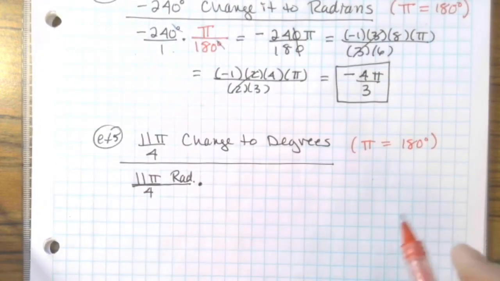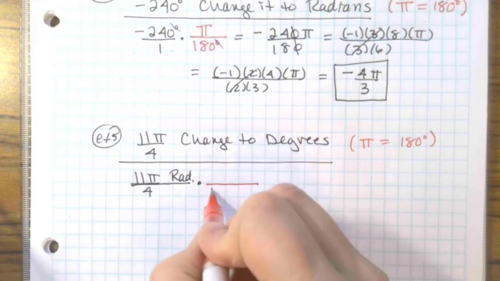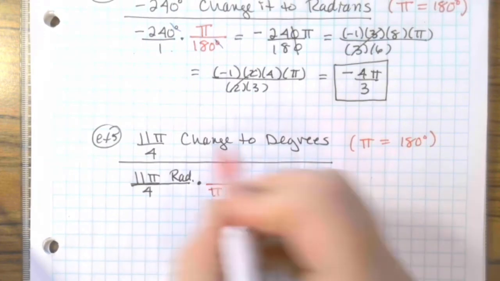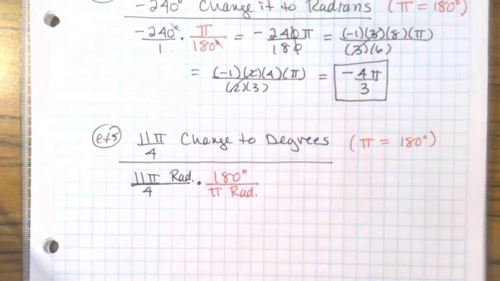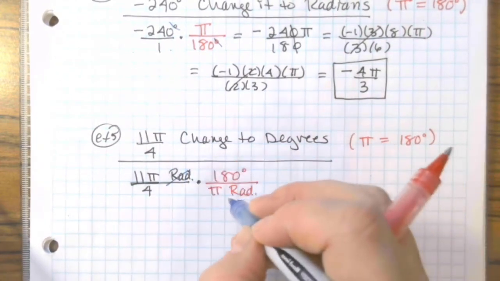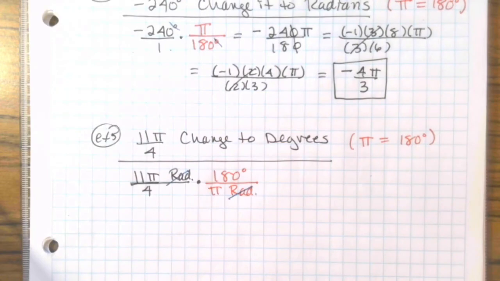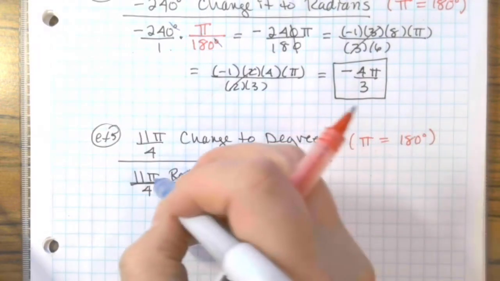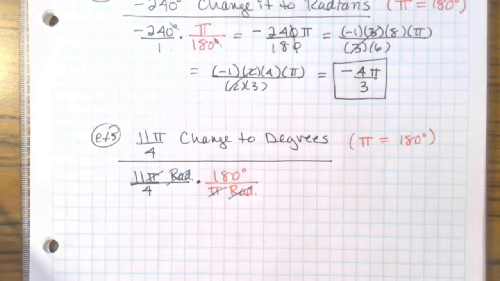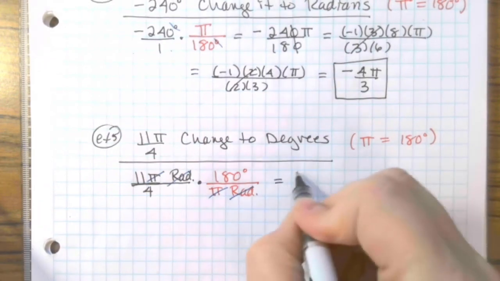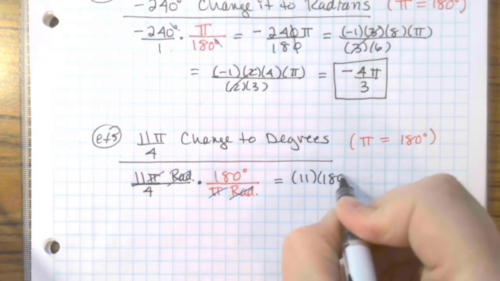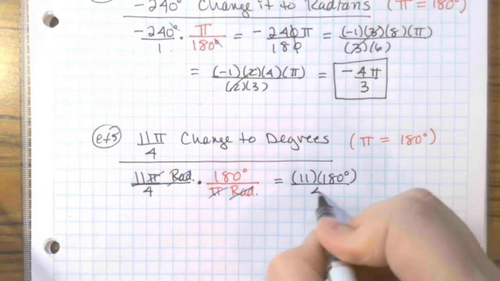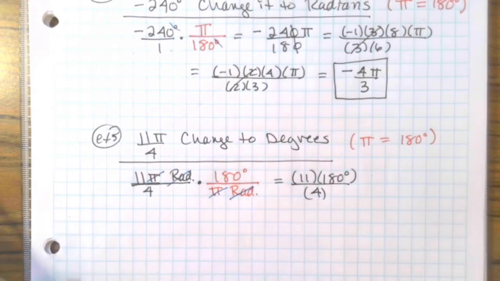So when we use our conversion fraction, we're going to put the pi radians on the bottom and the 180 degrees on the top. That way, radians on top, radians on bottom cancel. Now, the other thing that cancels are the pi's, pi and pi. So what we've got left is 11 times 180 degrees over 4. So we need to simplify.